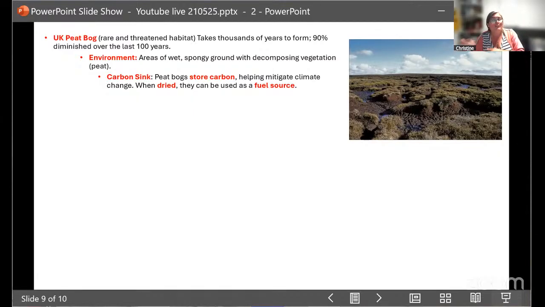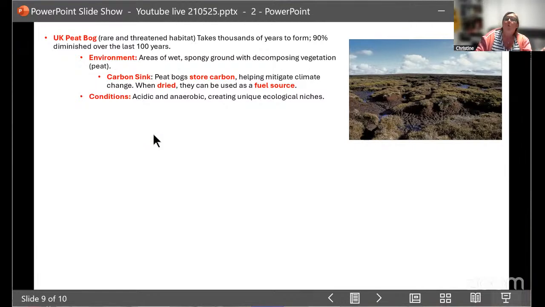However, what do we do when we dry it? We can then use it as a fuel source. So we then burn it. Well, what do we do? We release carbon dioxide back into the atmosphere. So because we're releasing carbon dioxide back into the atmosphere, that is therefore going to increase the greenhouse effect potentially and change the temperature. So there could be an overlink there. What does it mean for conditions within the environment?